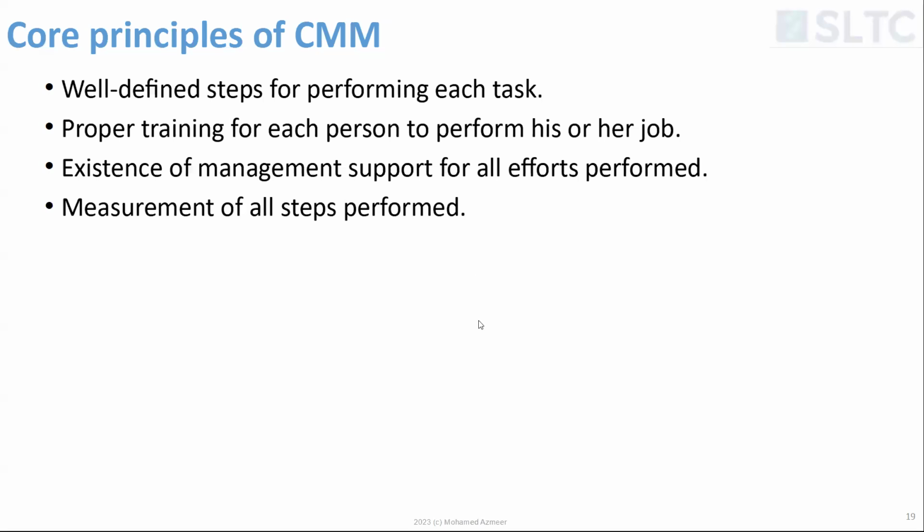And coming back to CMM, just like the ISO principles, the CMM has certain core principles. Number one, well-defined steps for performing each task. Every task is properly defined, how to do it, right?